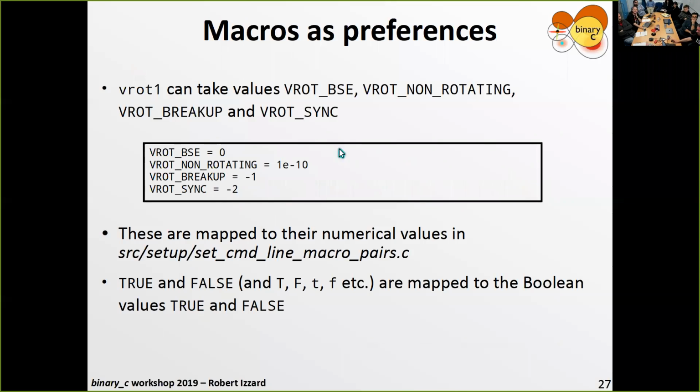So these are all set in the set command line macro pairs. If ever you want to introduce your own macros and have them available on the command line, just alter the code in there. You can copy paste chunks of what's in there. It's very easy to understand. Also, true and false you can use as well. You don't have to use 0 and 1. You could also use T, F in lowercase or whatever, and they will map automatically, as you might think. So that's all set up for you.